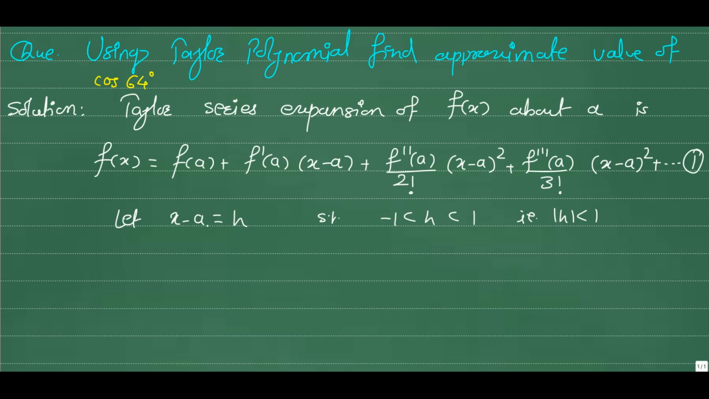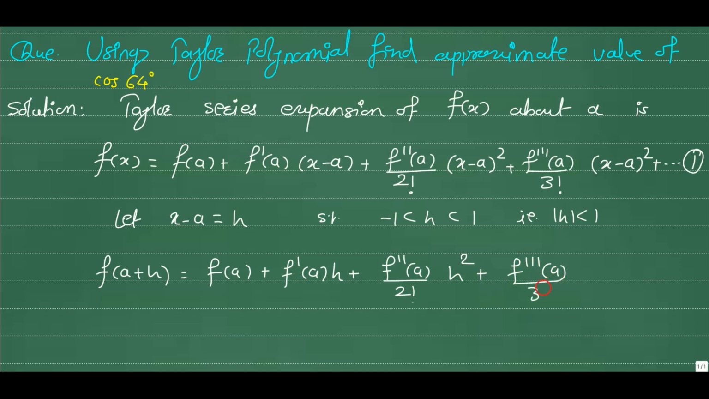Now let us put this in equation number 1. So we'll get f of a plus h is equal to f of a plus f dash of a into h plus f double dash of a upon 2 factorial h square plus f triple dash of a upon 3 factorial h cube and so on. Let us call this equation number 2.